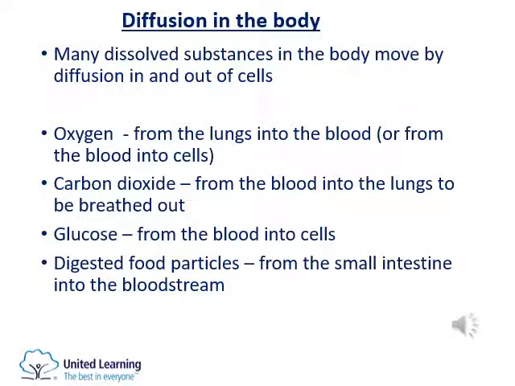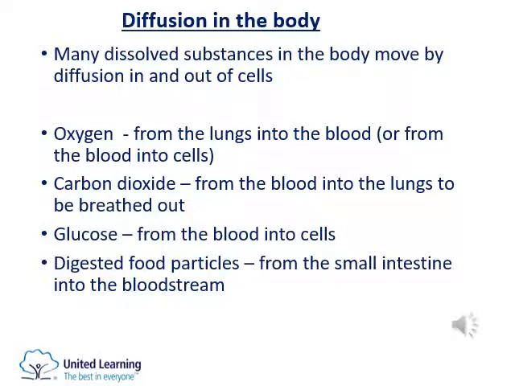So some examples of substances that move by diffusion in the human body is oxygen. Oxygen moves from the lungs into the blood. When we breathe in, the oxygen goes right down to our alveoli, and surrounding our alveoli is bloodstream, and oxygen moves out of the alveoli into the bloodstream. We also have carbon dioxide, which moves in the opposite direction, from the blood into the alveoli.